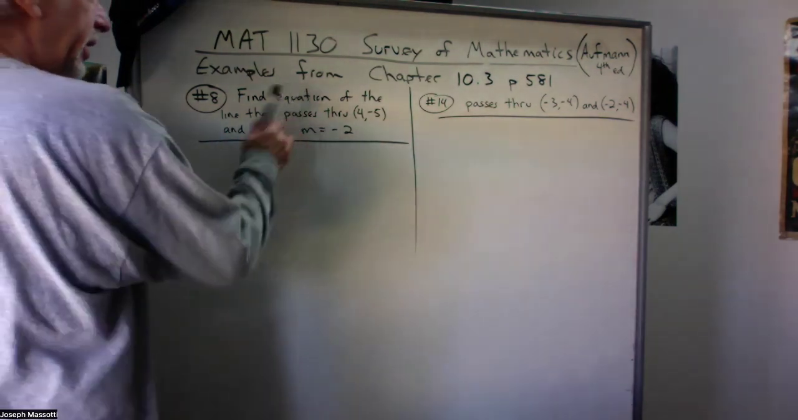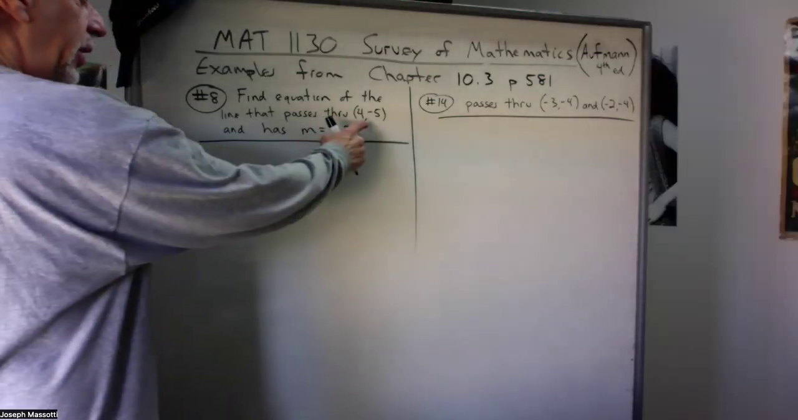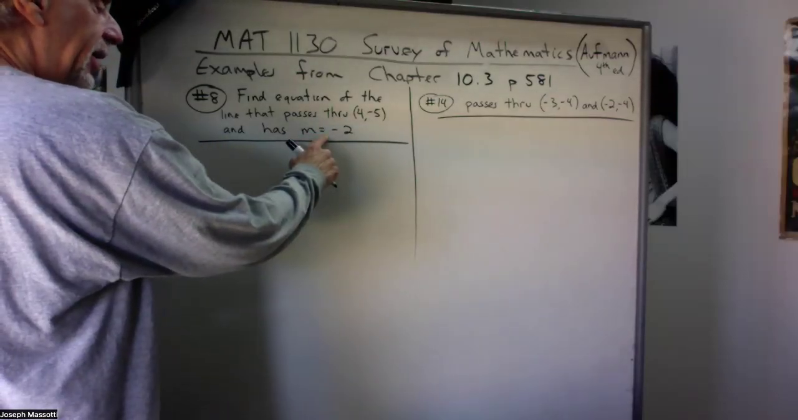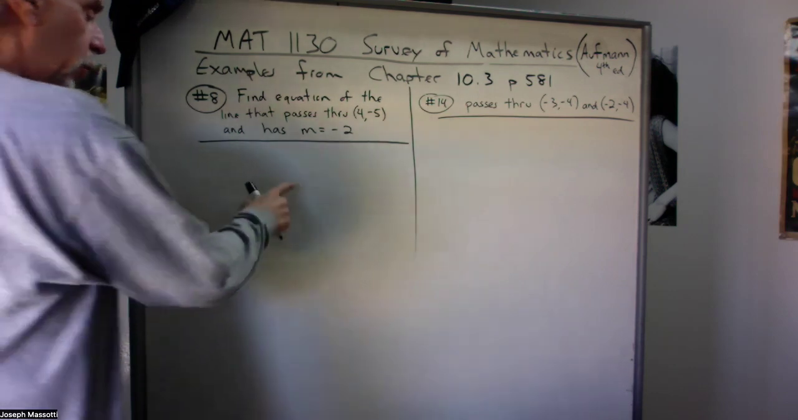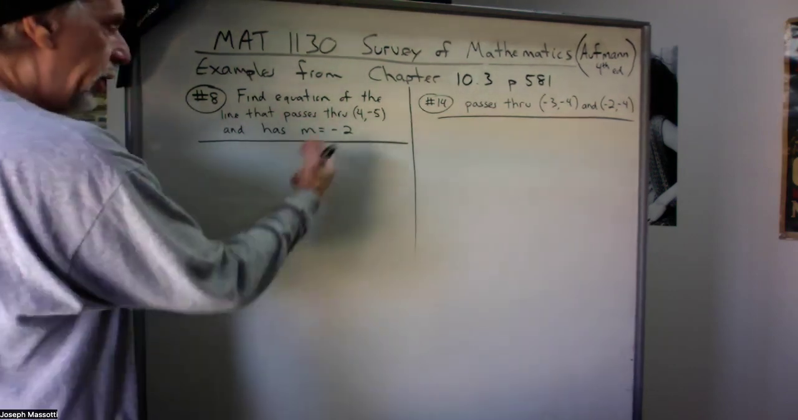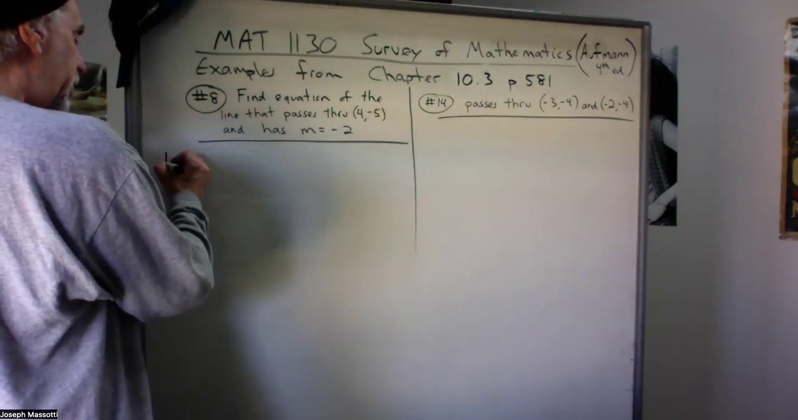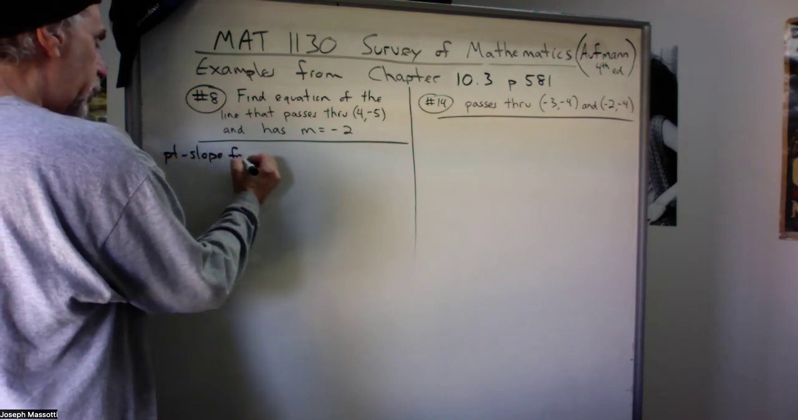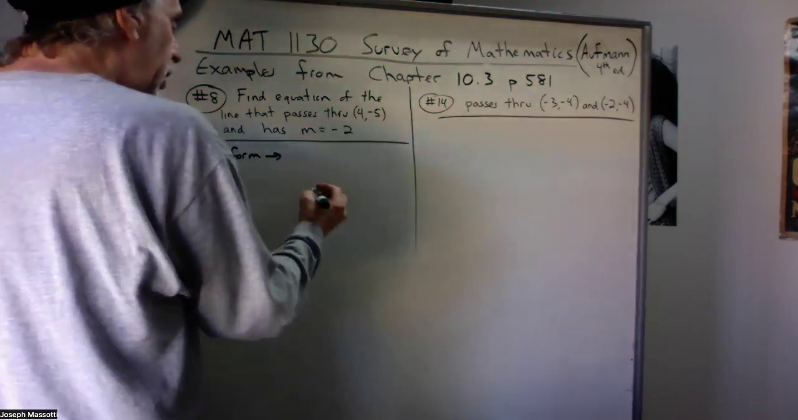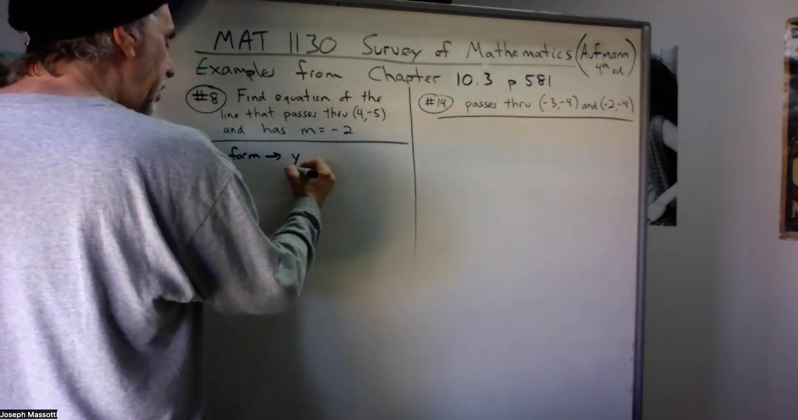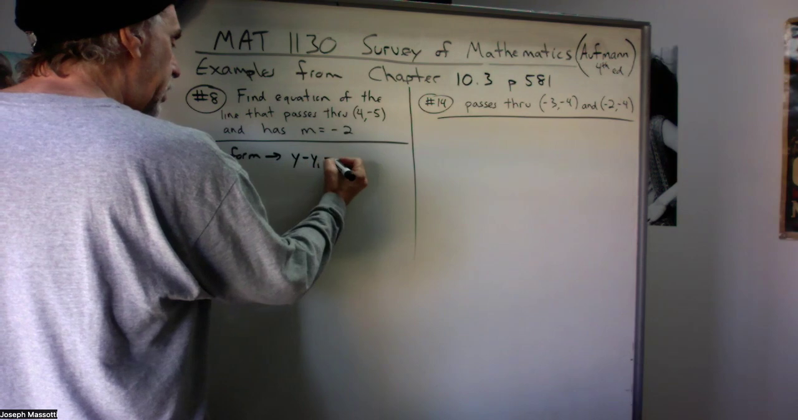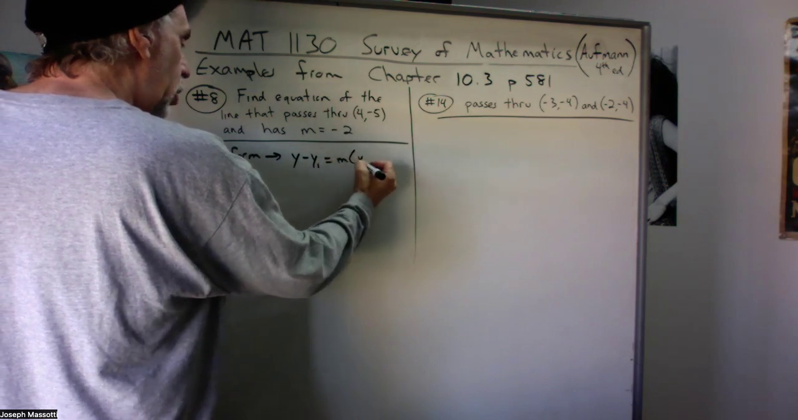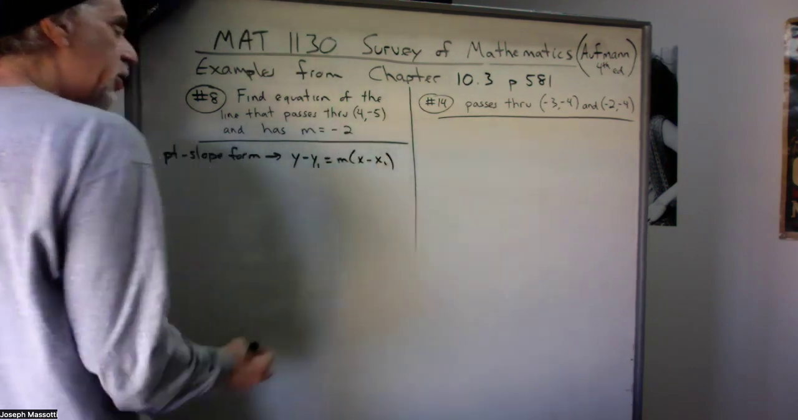All right, so here we want to find the equation of the line that passes through this point and has this slope. So you're given a point and a slope. The obvious starting point here is point slope form for the equation of a line. So hopefully we know where to find the equation of a line in what we call point slope form.